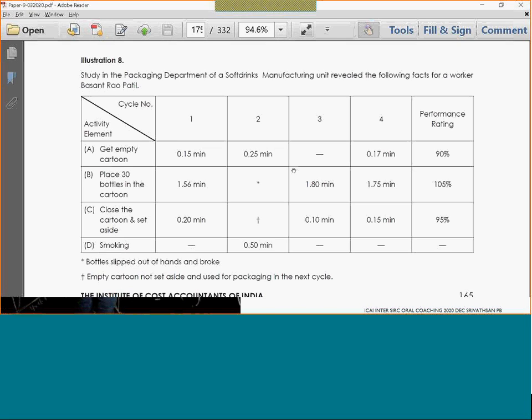Study department. See, this also involves some time study details. So in the packaging department of a soft drinks manufacturing unit, the following facts were revealed for a worker. We kept talking about observed time, right? You take a stopwatch and then observe the time taken. This time is observed. Cycle 1, the same process is repeating. This Basrao Patil is some employee. He's doing the same process, 1, 2, 3, 4 times he has repeated it.